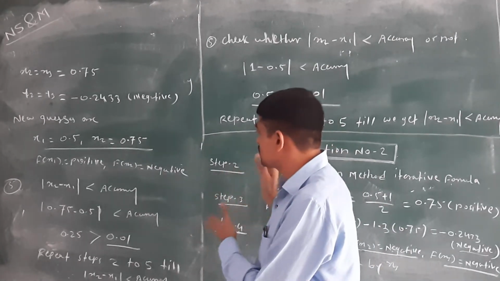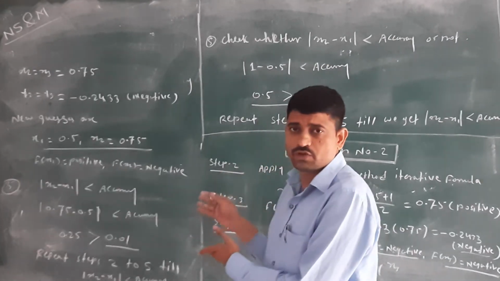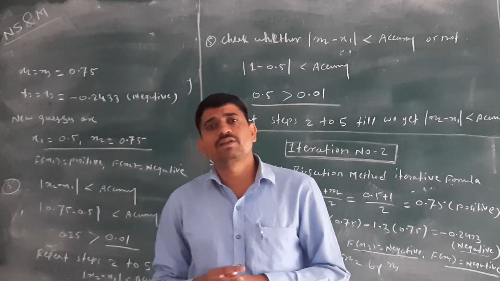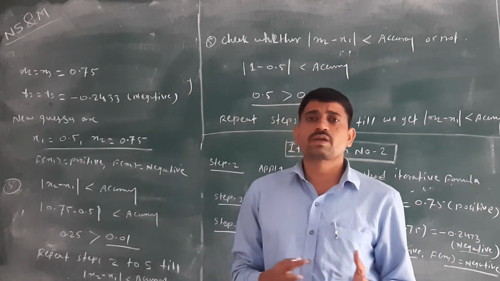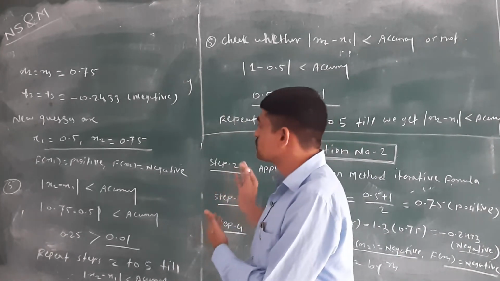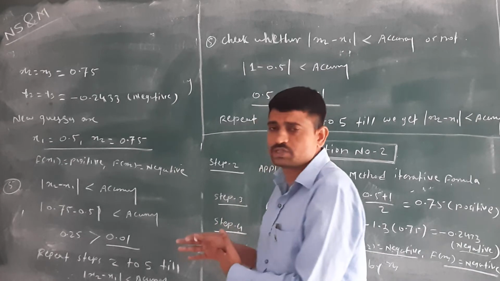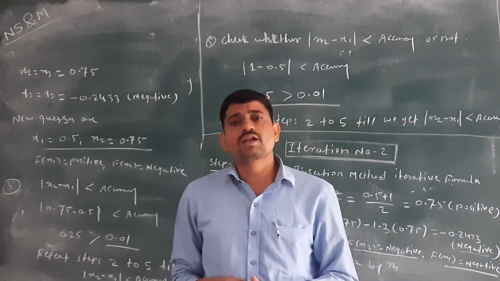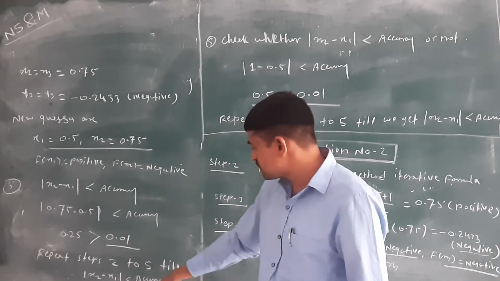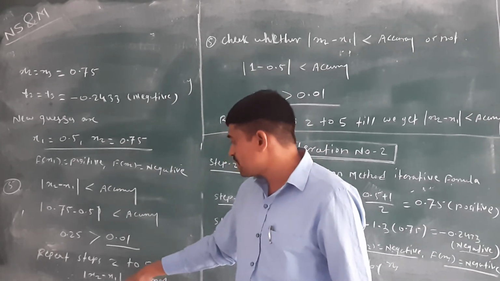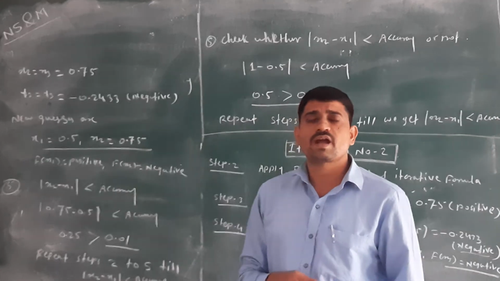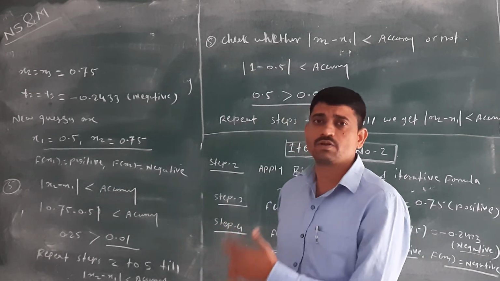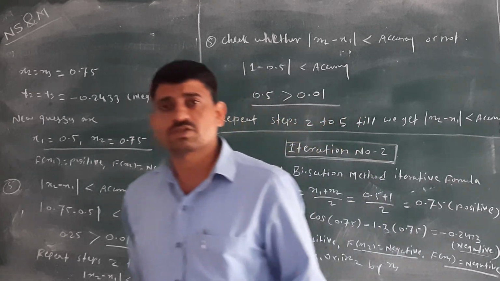I have solved here 2 iterations. After that you can directly write the values in the table. To solve, you have to use the same procedure. You have to repeat steps 2 to 5 and solve until this condition is satisfied. When this condition is satisfied, stop the solution. I will write the table, and after that I will explain. Then we will stop. Okay.